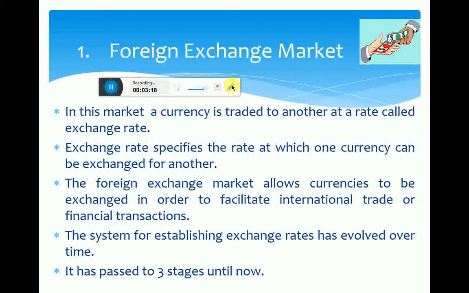The system of establishing exchange rates has evolved over time. It has passed through 3 stages until now. So how these exchange rates have been developed, and how this whole idea of the foreign exchange market came into existence, is because of these 3 stages. Let's talk about these 3 stages.